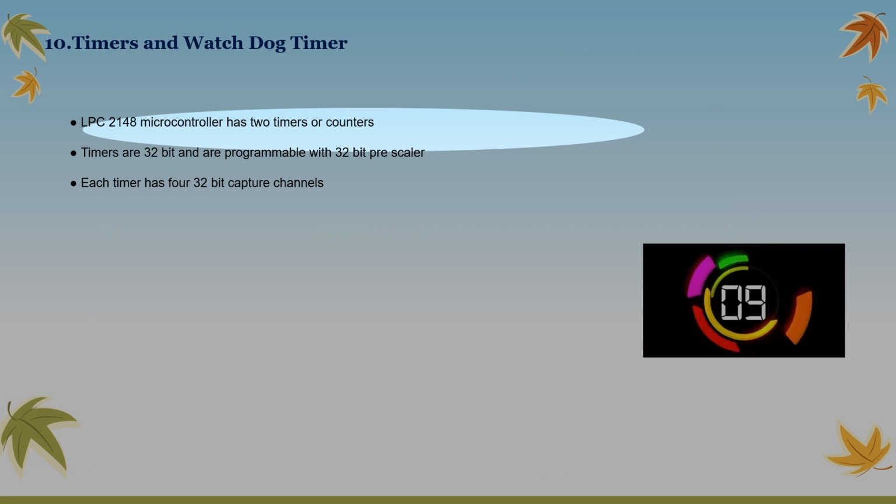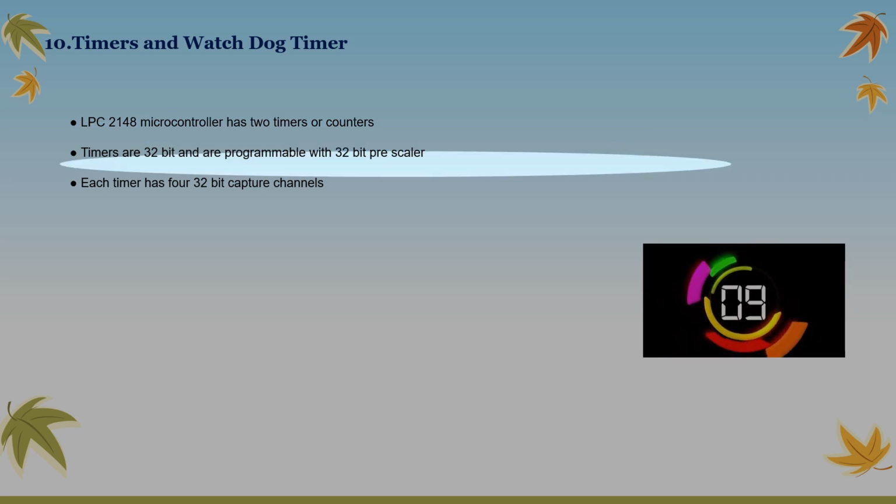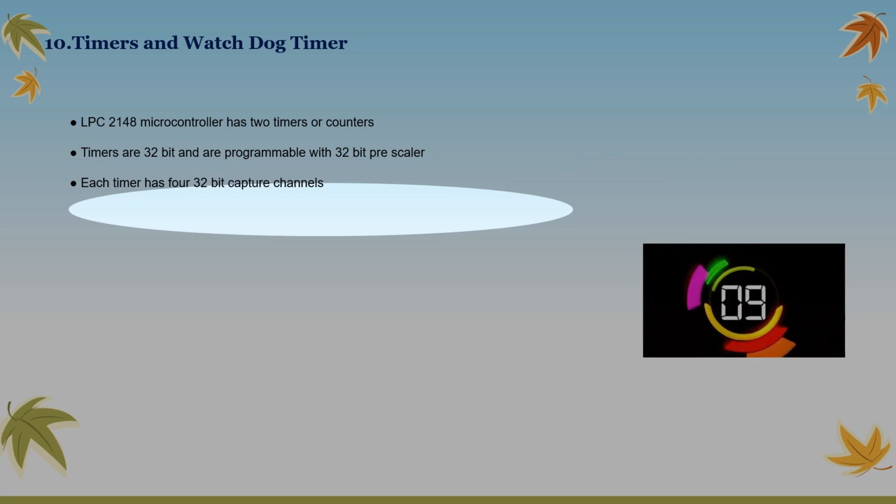This LPC 2148 microcontroller has 2 timers or counters. These timers are 32-bit wide, and are programmable with a 32-bit prescaler value, and it also has one external event counter. Each timer has 4 32-bit capture channels, which take a snapshot of the timer value during the transition of any input signal. With the help of this capture event, an interrupt could also be generated.